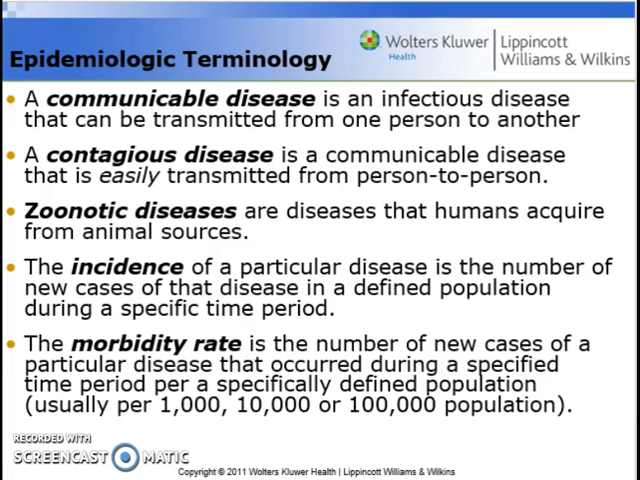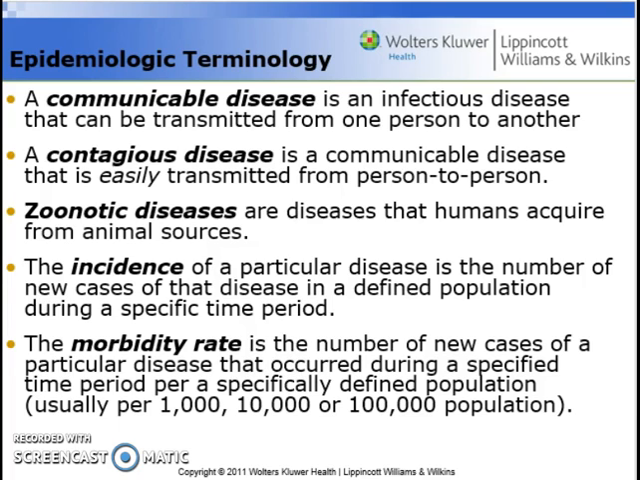Incidence and morbidity rates are two terms that are used pretty much all the time by epidemiologists and in our studies when learning about public health. With incidence, we're talking about events of a particular disease. The incidence is the number of new cases of a disease in a defined population during a specific time.